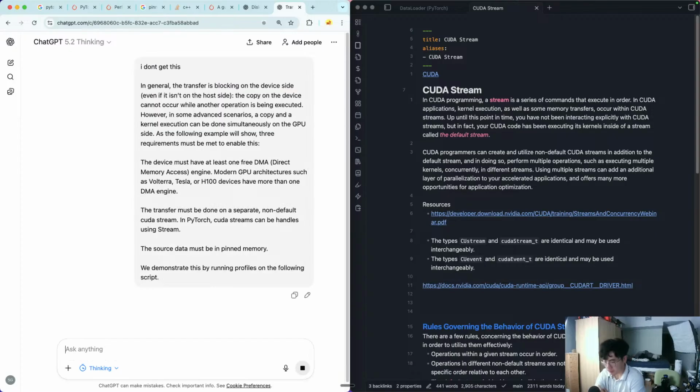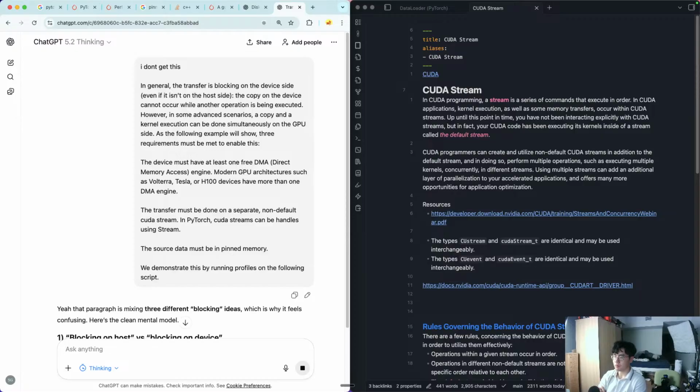Let's just chat explain this. It's blocking on the GPU side because if the GPU is already executing computation and it's trying to read or copy data into VRAM, it's only possible if you have a DMA that's free and there's some region in memory.